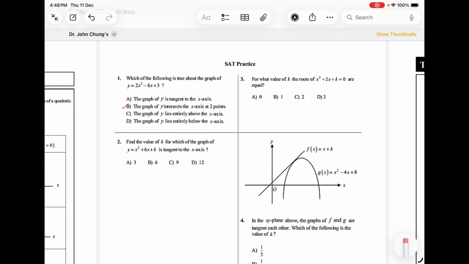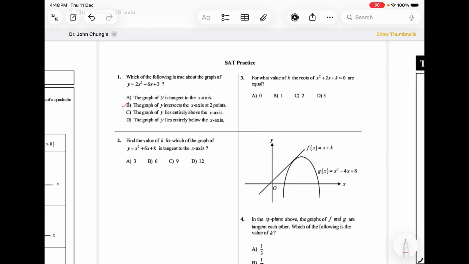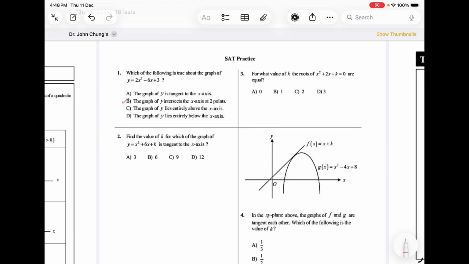Now you can pause the video here and do the remaining 2 questions, and then you can get back to my solutions. Okay. So question number 3. For what value of k are these roots equal? Roots are equal means d is equal to 0. So b square minus 4 into 1 into k equal to 0. 4 minus 4k equal to 0 means k is equal to 1. So the right option is B.